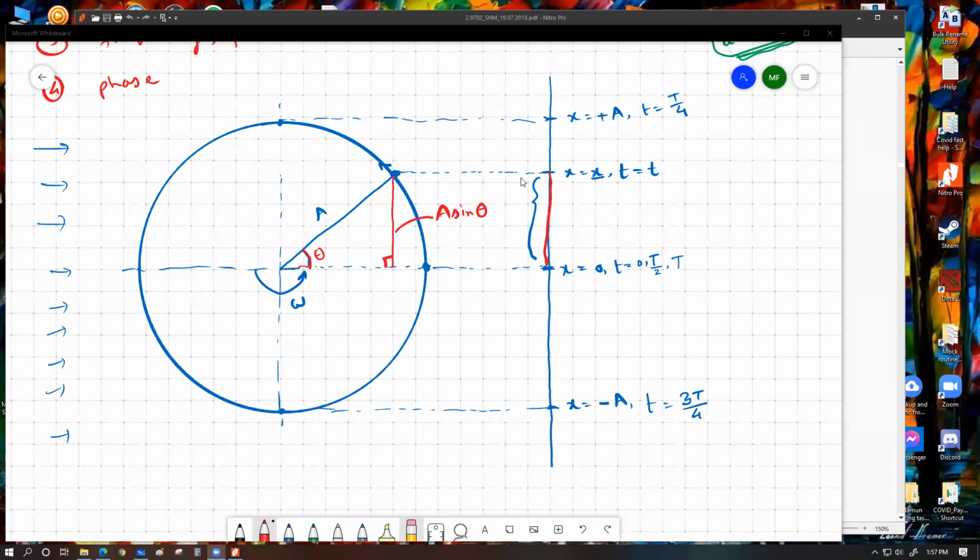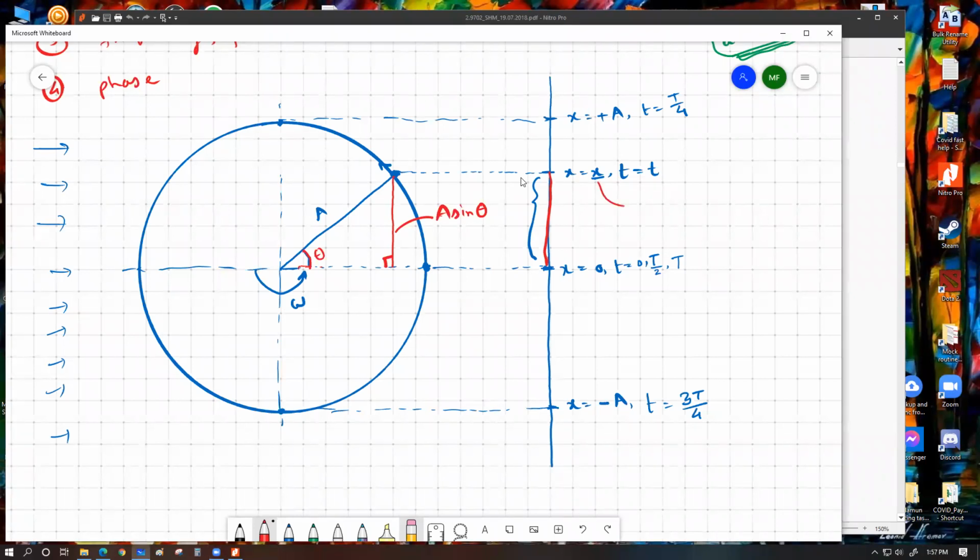So what I can write here is, ultimately, this displacement x can be rewritten as x equals a sine theta, or theta can also be replaced, x equals a sine omega t, because theta is given by angular speed into time. Theta equals omega t. So that's the expression for our displacement vector.